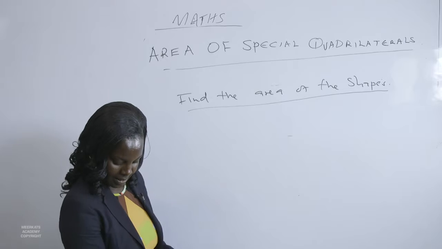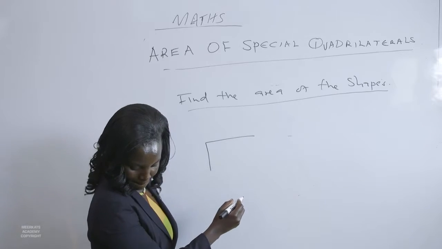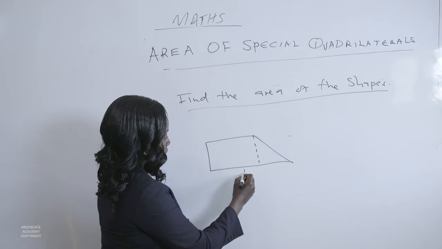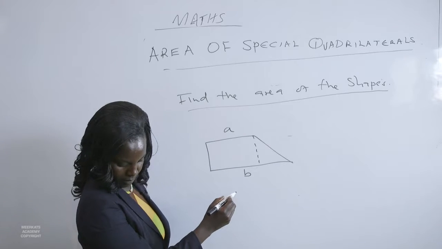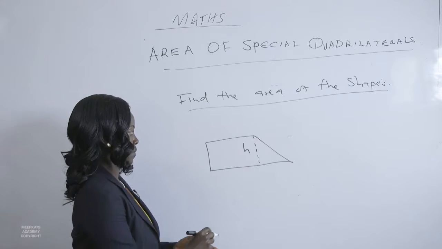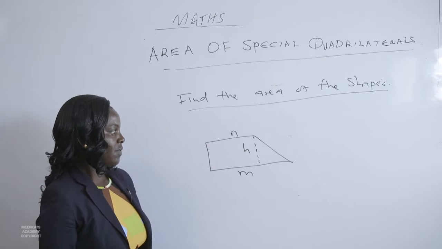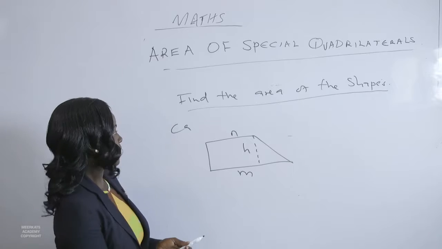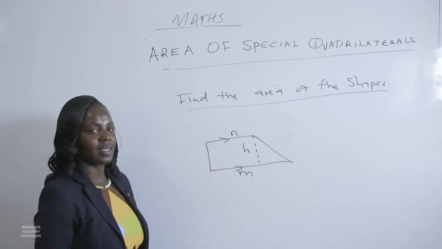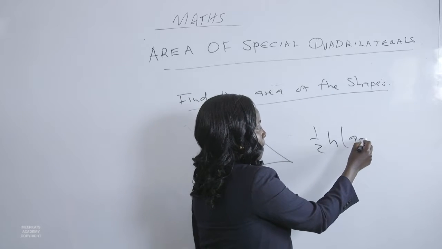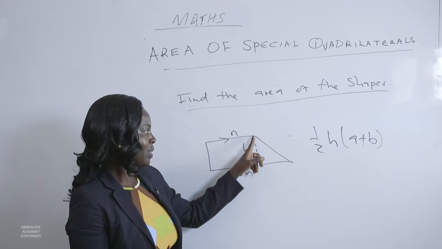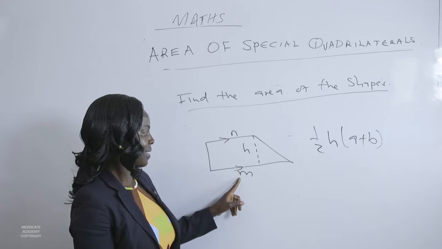An example is given and you are told to calculate the area of this figure. Again, this is a trapezium and we use the formula a half times height into A plus B. Because we already have height, we are told the height is H, and one of the sides is N, and the other side is M.